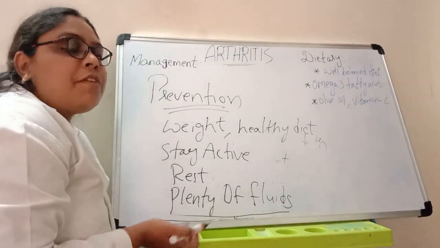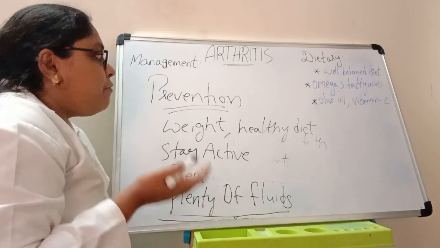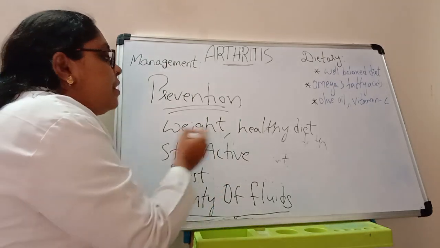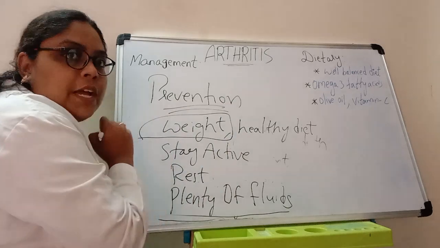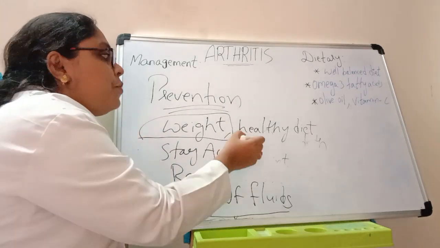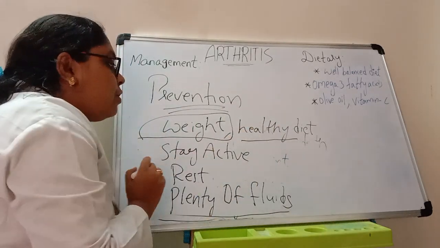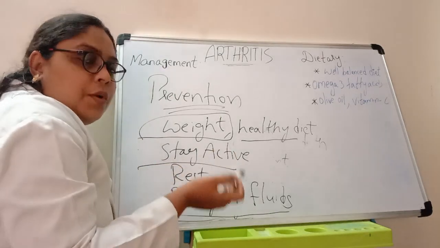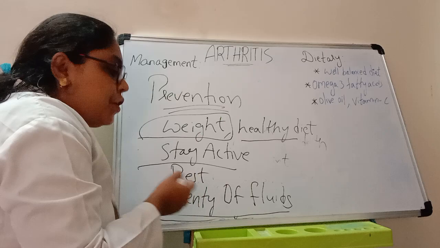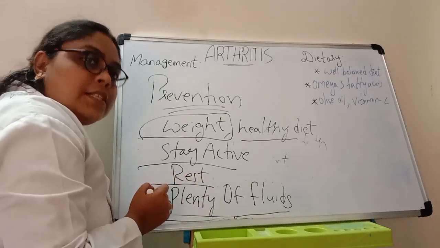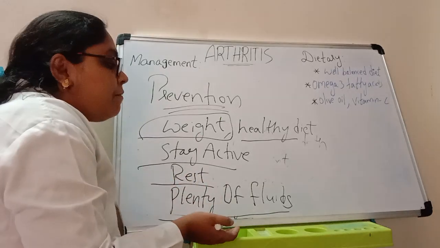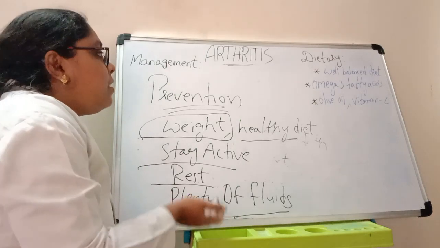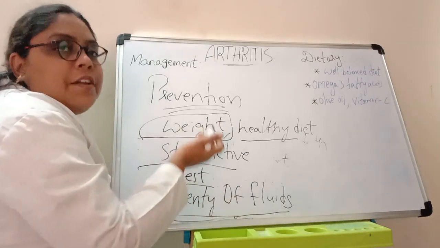So if any person in your family is suffering from arthritis, first of all you have to take care of your weight. You have to maintain your weight, and you have to eat a healthy diet, and also you have to stay active, and do all the exercises, walking, yoga, meditations, and everything. You have to focus, and you have to take sufficient rest, and you have to take plenty of fluids. This is the only way you can prevent this arthritis.